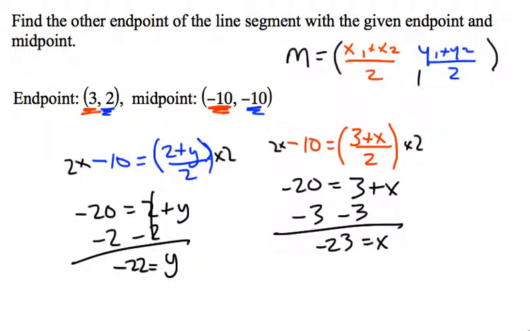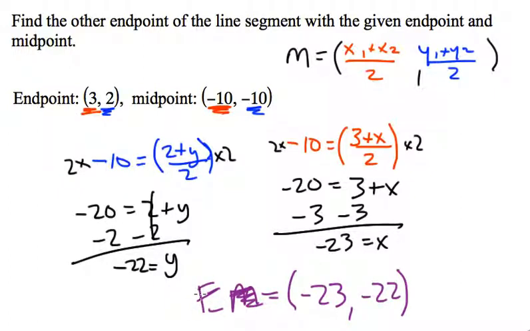So I now know my x-coordinate is negative 23, and my y-coordinate is negative 22. And I call that the midpoint, excuse me, it's not the midpoint, it's the endpoint, which is going to be negative 23, negative 22. And when I average that with this endpoint, I'm going to get these midpoints.